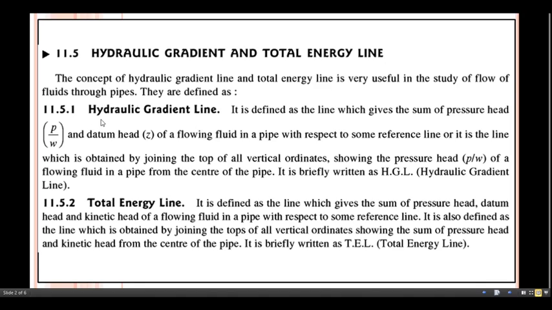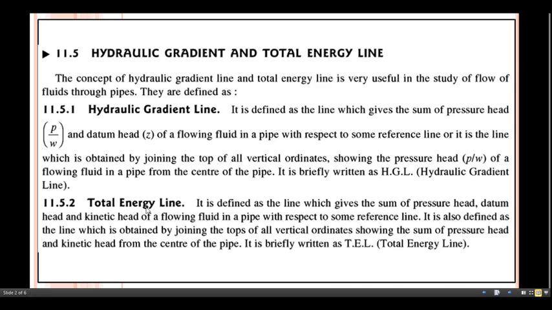They are defined as follows. First one, hydraulic gradient line. It is defined as the line which gives the sum of pressure head, that is P divided by W, and datum head, that is Z, of a flowing fluid in a pipe with respect to some reference line, or it is the line which is obtained by joining the top of all vertical coordinates showing the pressure head, that is P by W, of a flowing fluid in a pipe from the center of the pipe. It is briefly written as HGL, hydraulic gradient line.